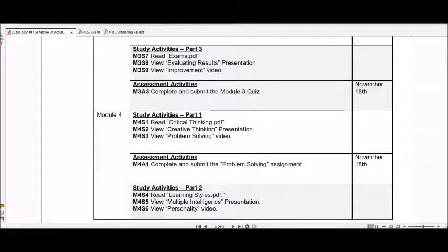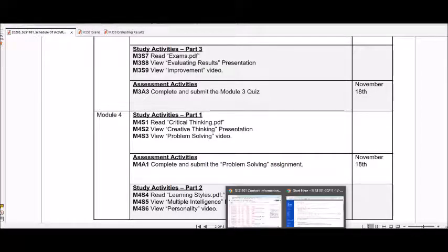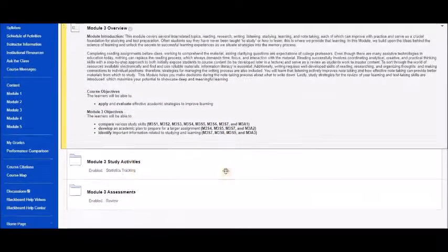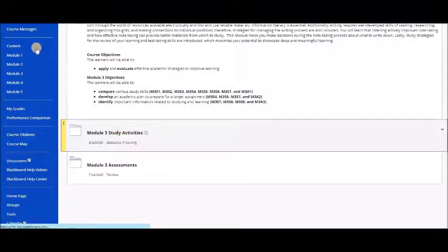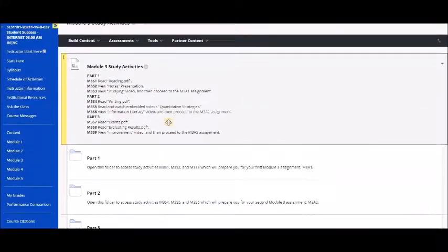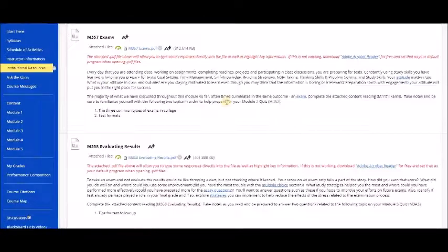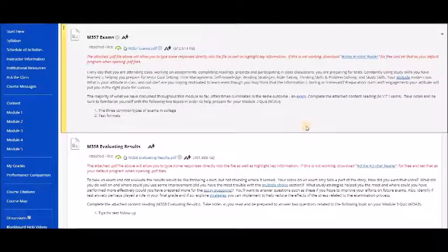So let's jump out of here and go back over here real fast. There it is. Hold on, there we go. And to get there, we're going to go to Module 3. And once we're in Module 3, we're going to scroll down here to Study Activities. And once we're in Study Activities, we're going to scroll down to Part 3. That'll be this video. Now, this is a little bit different.